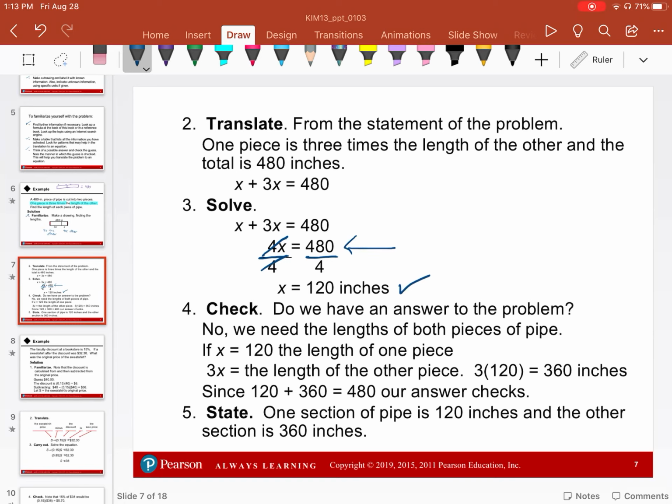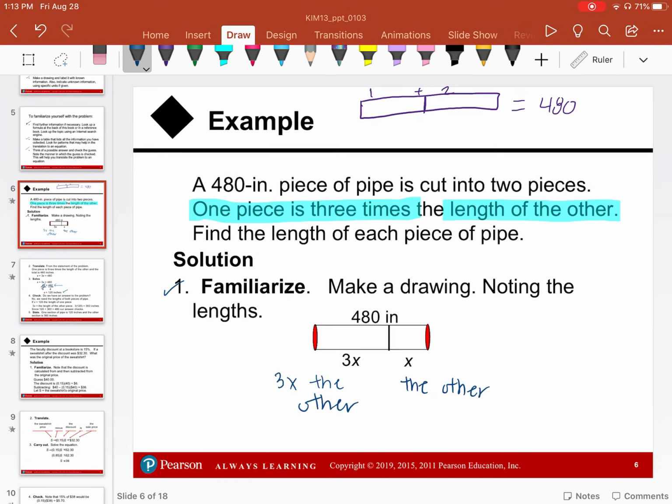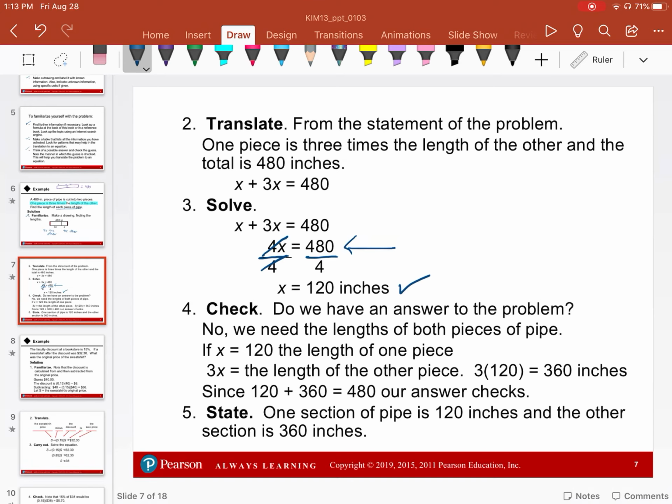Check. Do we have an answer to the problem? No, right? We just know the length of one side. And what was our question asking us? Find the length of each piece of pipe. So I know one of them. Just to remind you of the drawing, one of them is 3x and the other one is x. I know one of them is 120. What about the other? Well, I need to multiply it by 3, right? So 3 times 120 gives us 360.